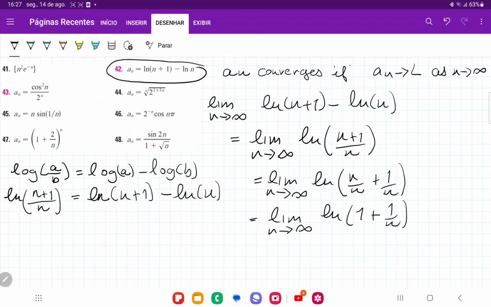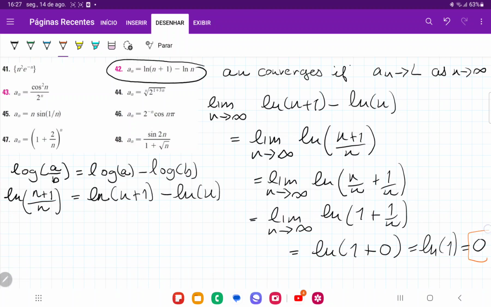Well, 1 divided by infinity is going to tend to 0, whenever we have a limited number, that's not infinity, and we divide it by an infinitely large number, that is going to get us to 0. So this is the same thing as ln of 1 plus 0, which is ln of 1, which is equal to 0.